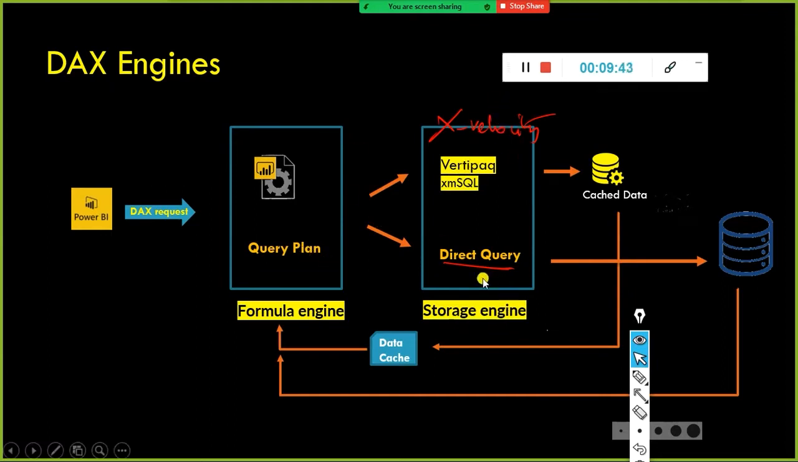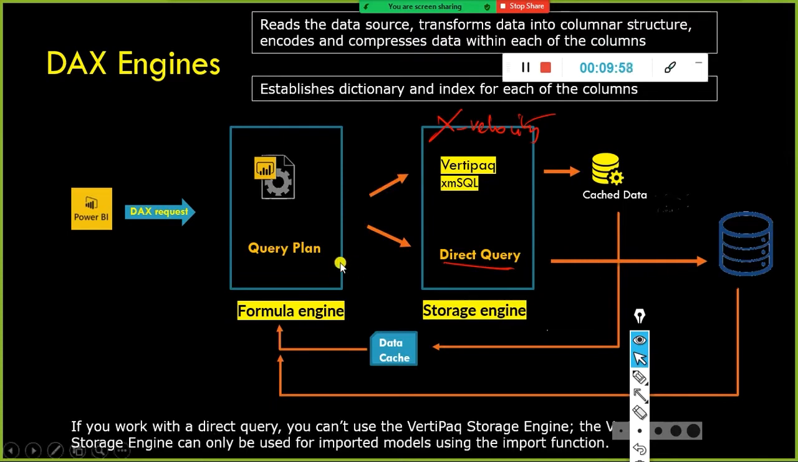But in the case of direct connectivity mode, the query plan is generated by the formula engine, like in the case of import mode. It sends the query plan directly to your SQL server. The SQL server will execute the query and send the data back to your formula engine. In the case of Vertipaq, it converts your tabular data into columnar data, and then it encodes your column values, compresses the data and loads it in memory. In the case of import mode only, this is what is happening.